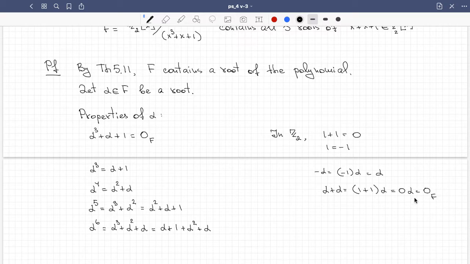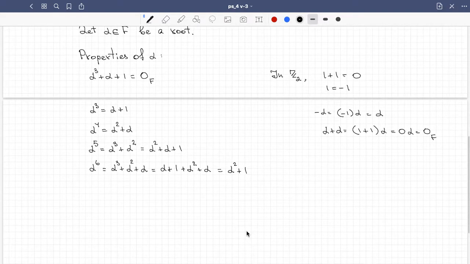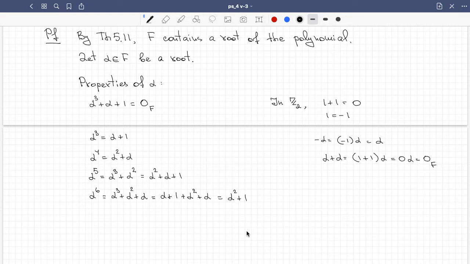Alpha is an element of F. The 0 is 0 in Z2. So alpha plus alpha is 0, simply because negative alpha is equal to alpha. And that is alpha squared plus 1. I think that is probably enough for our purposes. Now, I have a guess.